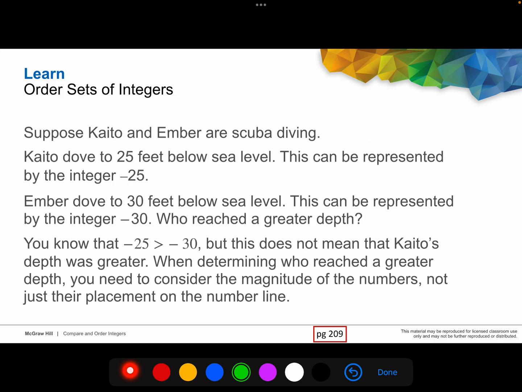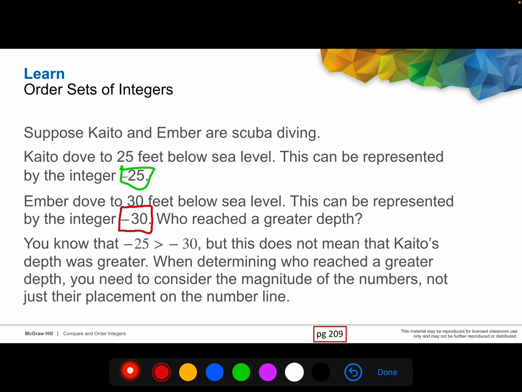Okay, let's take a look at this example. Suppose Kato and Ember are scuba diving. Kato dove to 25 feet below sea level, and that can be represented by my integer negative 25. Ember dove to 30 feet below sea level, which can be represented by the integer negative 30. Who reached a greater depth? We know that negative 25 is greater than negative 30. So you might be tempted to say Kato did.